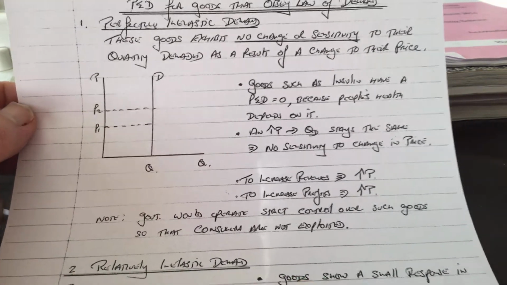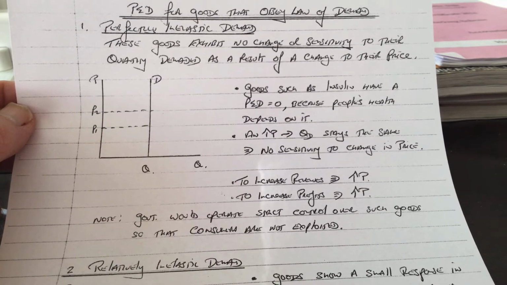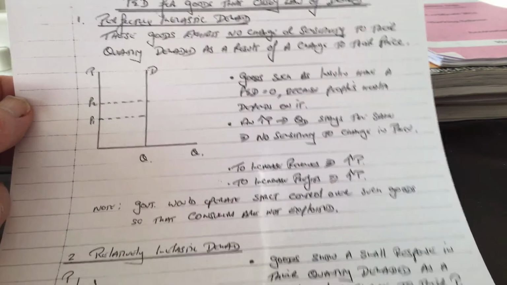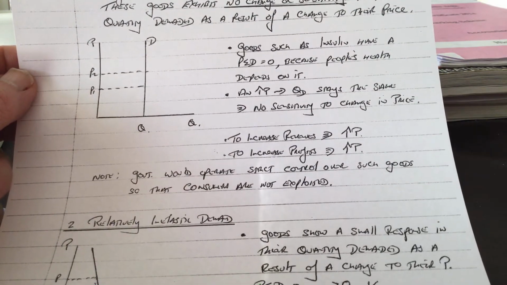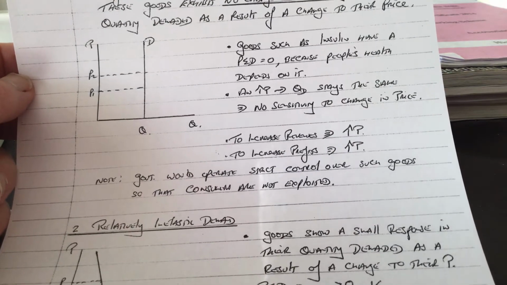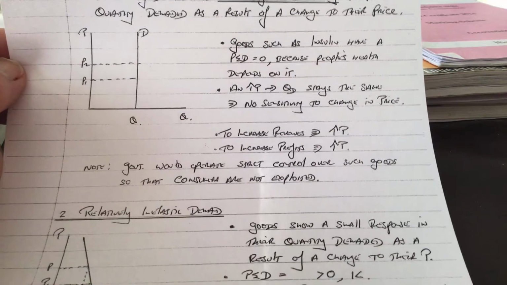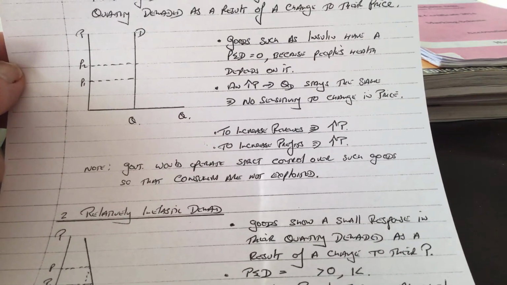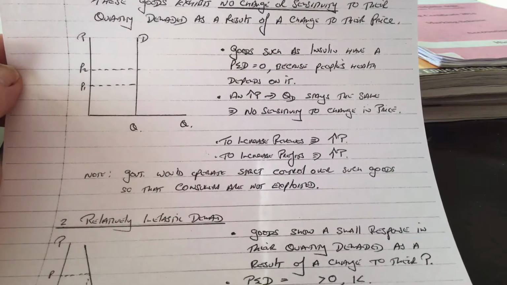Goods such as insulin or medicines have a PED equal to 0 because people's health depends on it. As the price goes up, the quantity demanded stays the same. There's no sensitivity to change in the price. So to increase revenues, increase the price. To increase profits, increase the price. Note, the government would operate strict control over such goods so that consumers are not exploited.